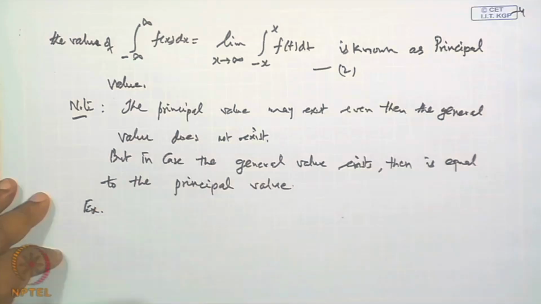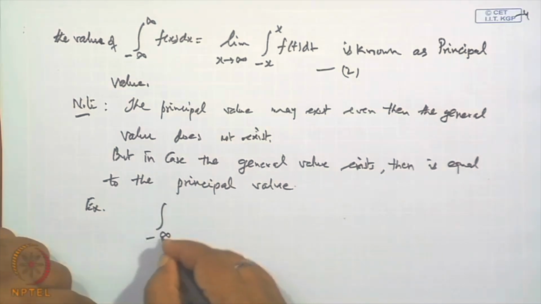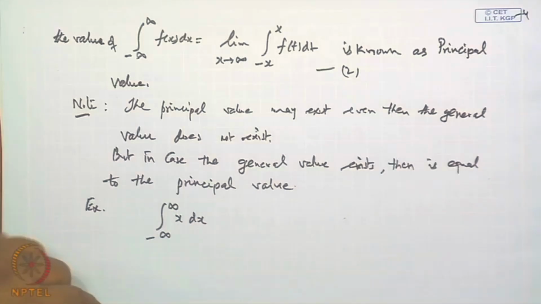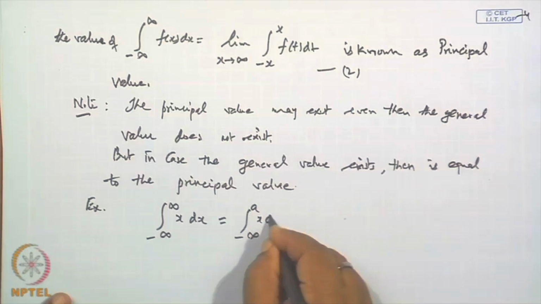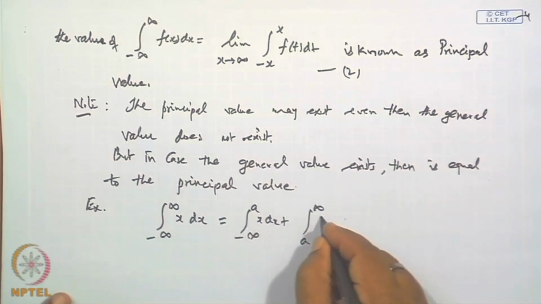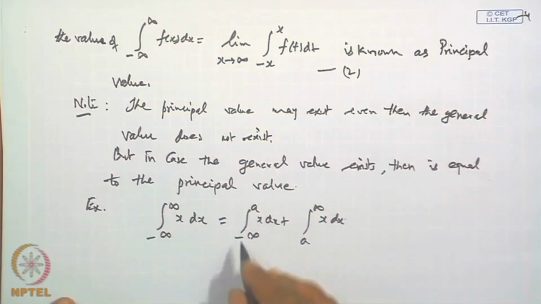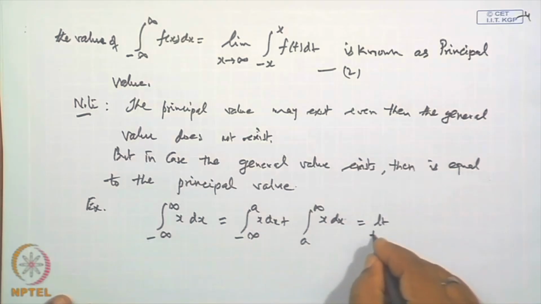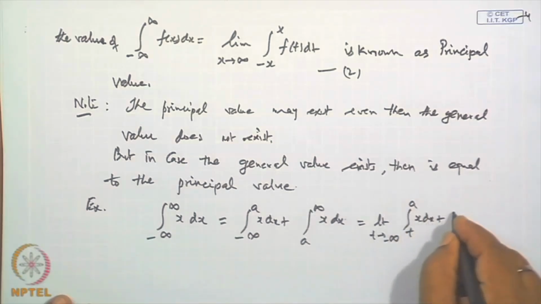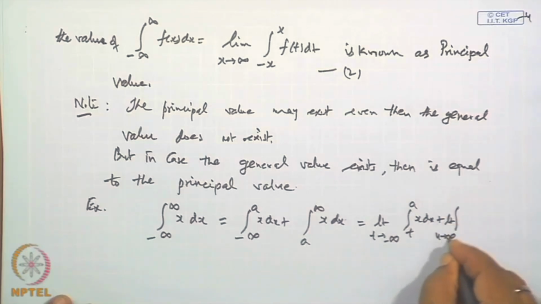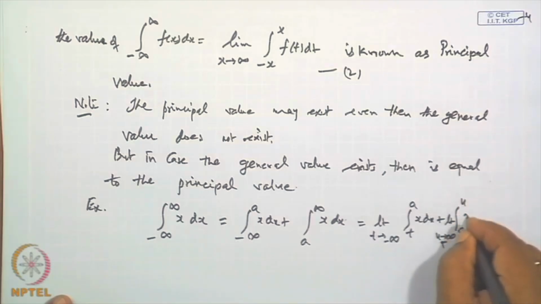Now let us see an example. Suppose I want to take this integral from minus infinity to infinity of x dx. This can be written as the integral from minus infinity to a of x dx plus the integral from a to infinity of x dx. This can be written as the limit as t tends to minus infinity of the integral from t to a of x dx, plus the limit as u tends to plus infinity of the integral from a to u of x dx.